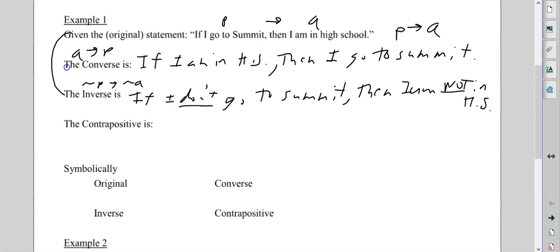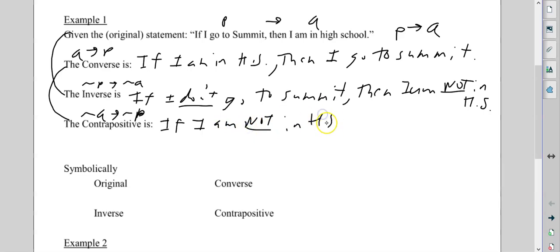And the contrapositive is related to this one. So it's switching and negating. So this is not Q, then not P. So this is if I'm not in high school, so there's a negation, then I don't, there's a negation, go to Summit.